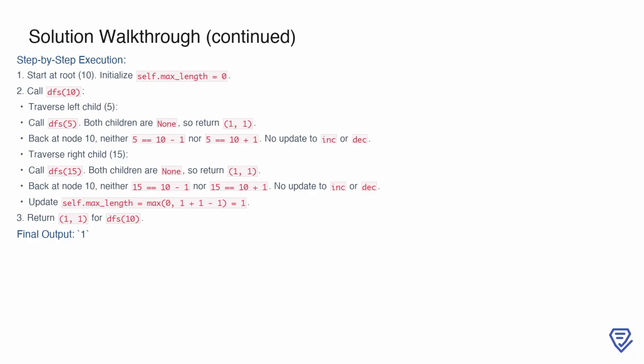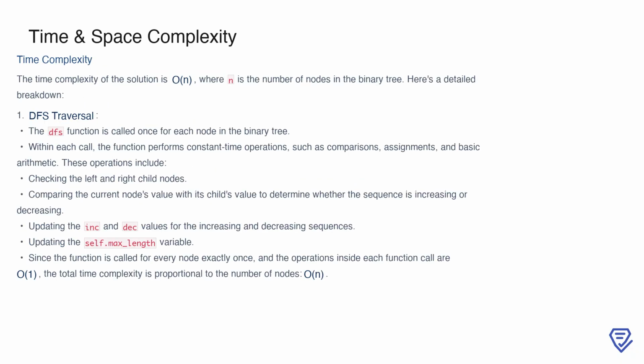The function returns 1, 1 for the root, and the final output is 1, indicating that no consecutive sequences exist in this tree. The time complexity of this solution is O(n), where n represents the number of nodes in the binary tree. To break it down, the algorithm uses a depth-first search, or DFS, which visits each node exactly once.